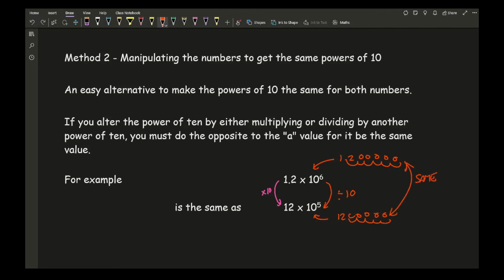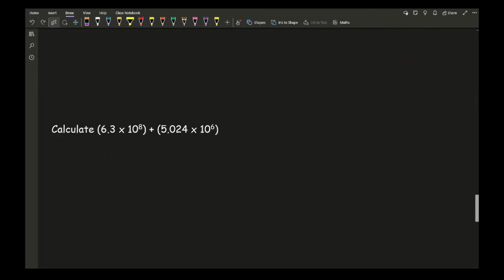So we can actually do some manipulating. Because this isn't our final answer, I should say, it's okay for it not to be in perfect standard form. So you can change the power of 10, as long as you're doing the opposite to the a value, which is the number that we're multiplying by the powers of 10, then it will still produce the same number. Now, if I've completely confused you, let's go through some examples and hopefully it will make a bit of sense.